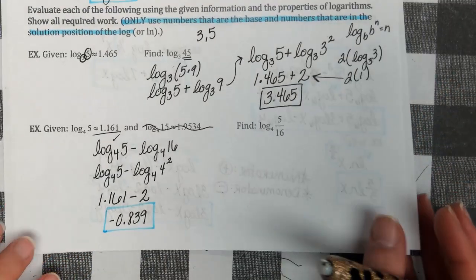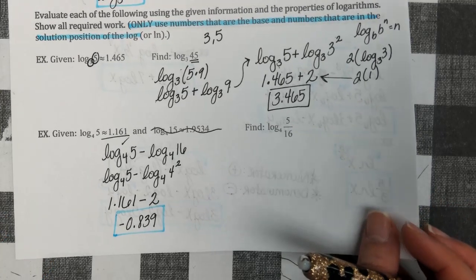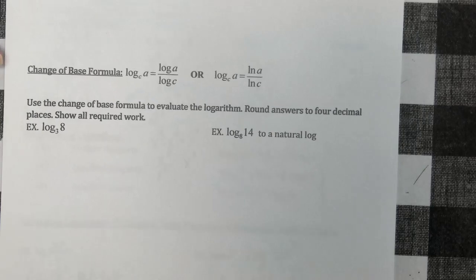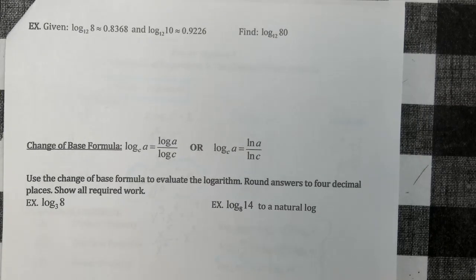Do y'all understand that? These are easy examples. Your worksheet might need you to manipulate a little bit more, but you should just be understanding how to separate and use your properties. Okay?